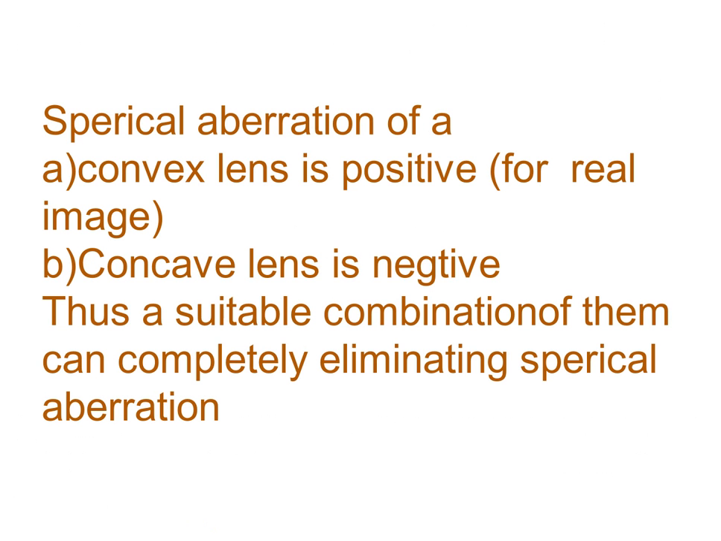Also, the spherical aberration of a convex lens is positive for a real image, while that of a concave lens is negative. Concave lens is negative and convex lens is positive in consideration of spherical aberration. So, with a suitable combination of them, one can completely eliminate the spherical aberration.